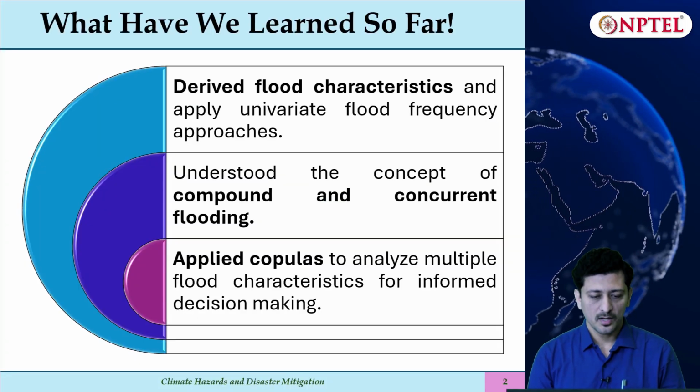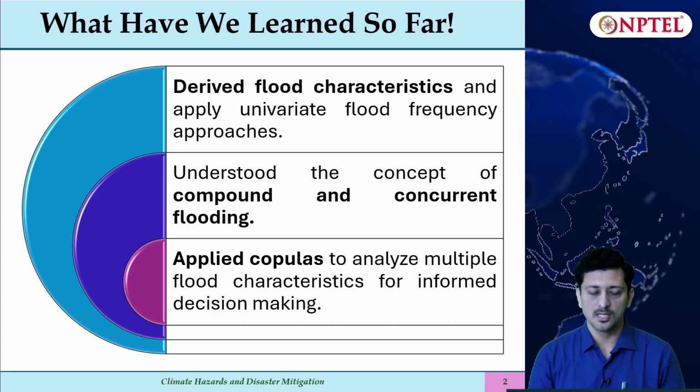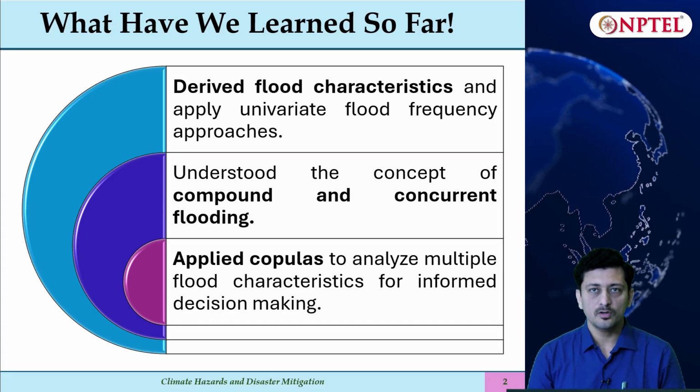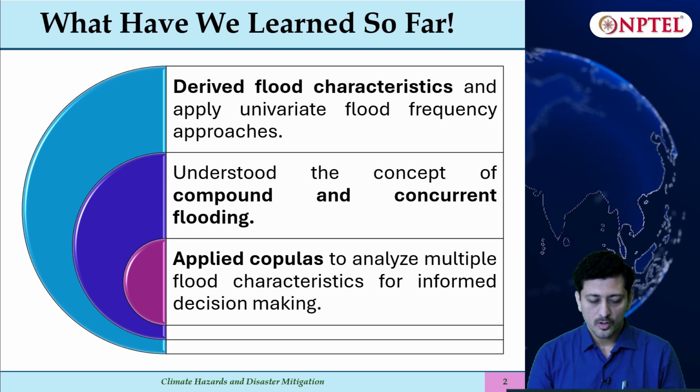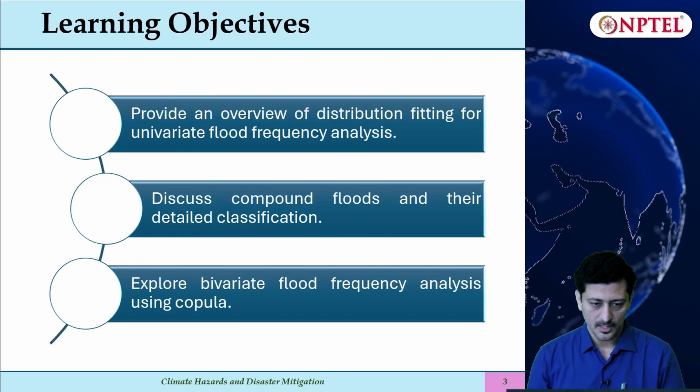So what have we learned so far? We have derived the flood characteristics and applied univariate flood frequency approaches. We understood the concept of compound and concurrent flooding. We also applied copulas to analyze multiple flood characteristics for informed decision making.